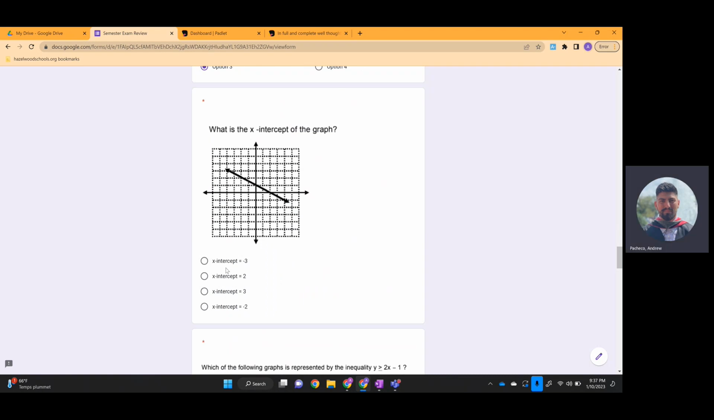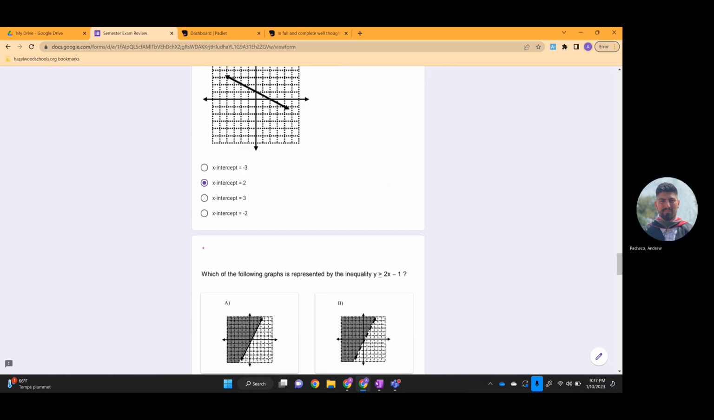This one's pretty simplistic. All it's asking is, what is the x-intercept of the graph? We talked about how the x-intercept is just going to be along the x-axis. You should see it crosses right there at positive 2. So our answer should be positive 2.